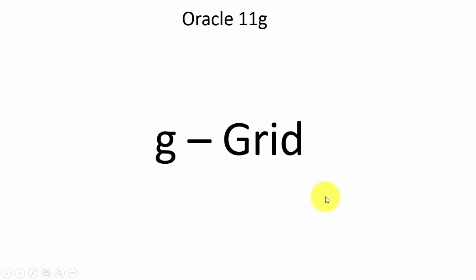In this session, let's learn about Oracle 11G. You are thinking, what is G? G stands for grid. Yes, Oracle tagged the Oracle database version with letter G because it supports grid computing. Now you are thinking, what is grid computing?